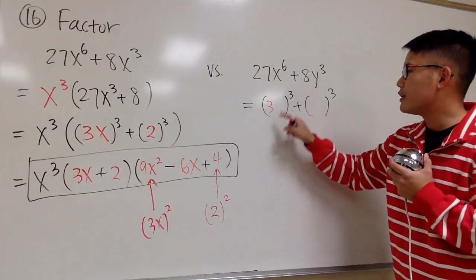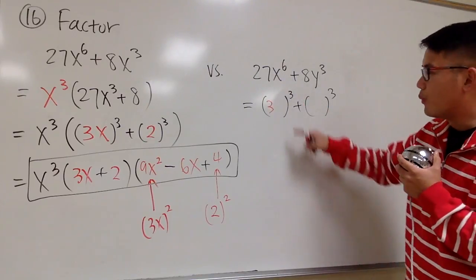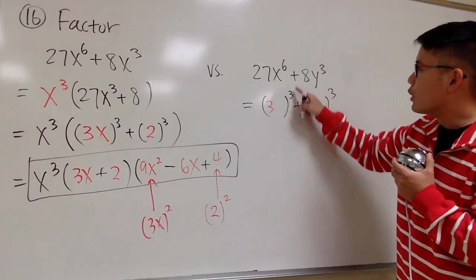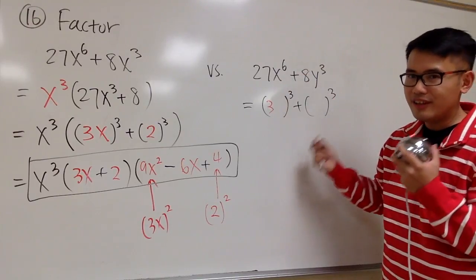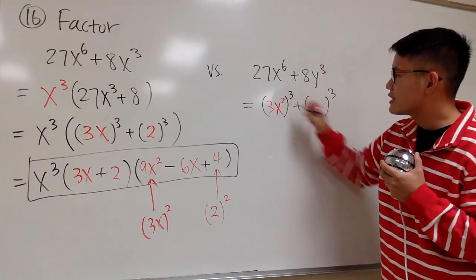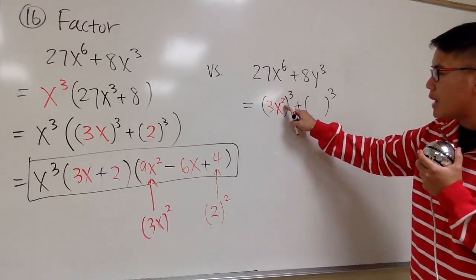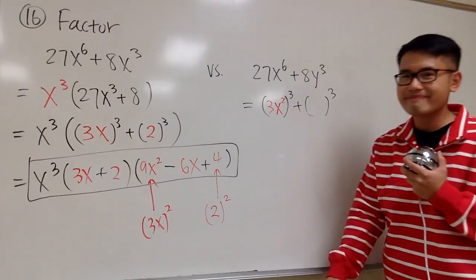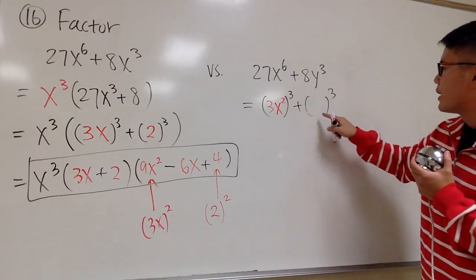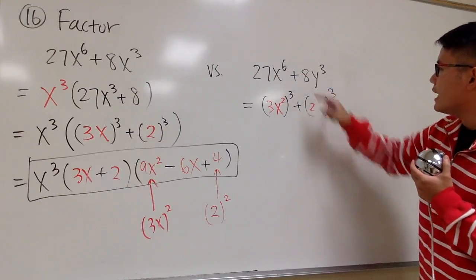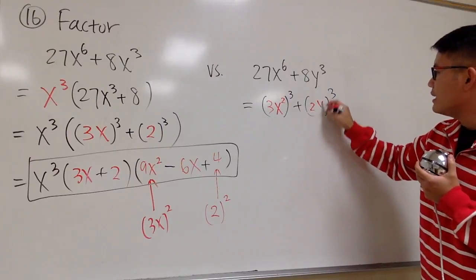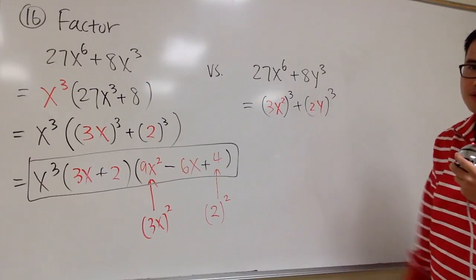27, I shall plus 3 right here. 3 to the third power is 27. Well, what to the third power will give us x to the sixth power? The answer to that is x squared, because x squared to the third power, we multiply the powers, we get the 6, right? Here, 8, right? So I need to put down 2. 2 to the third power is 8. And then this, we need the y to the third power, give us y to the third power.